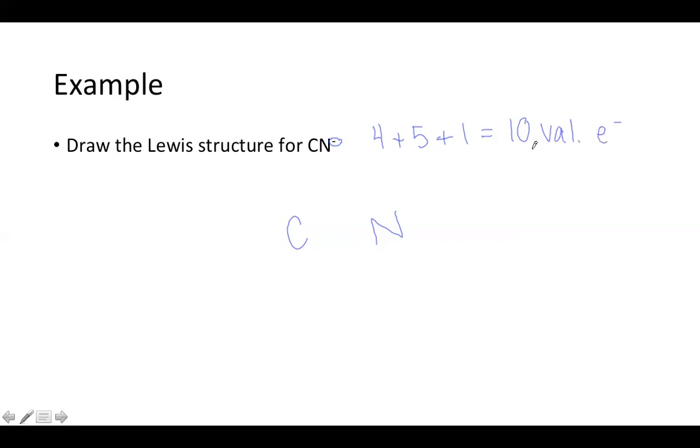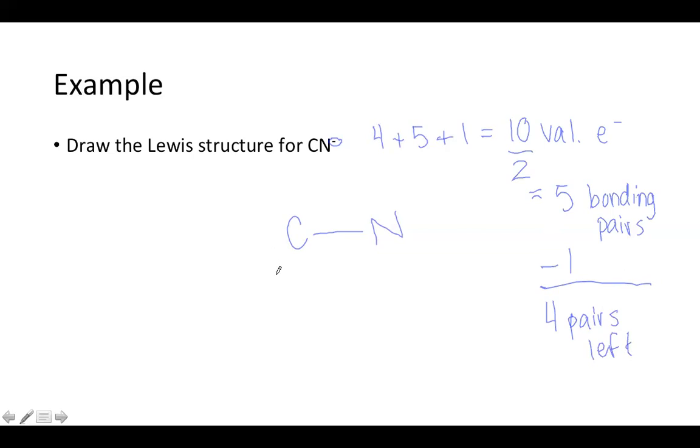From there, you take your valence electrons and divide by 2 to get bonding pairs. So we have 5 bonding pairs. All right, then we place a single bond between central and outer atoms. There's just 2 here, so we just draw 1 single bond. We used up 1 of our bonding pairs, so we have 4 pairs left. All right, next is to satisfy the octet around your outside atoms. So they're both outside atoms in this case.